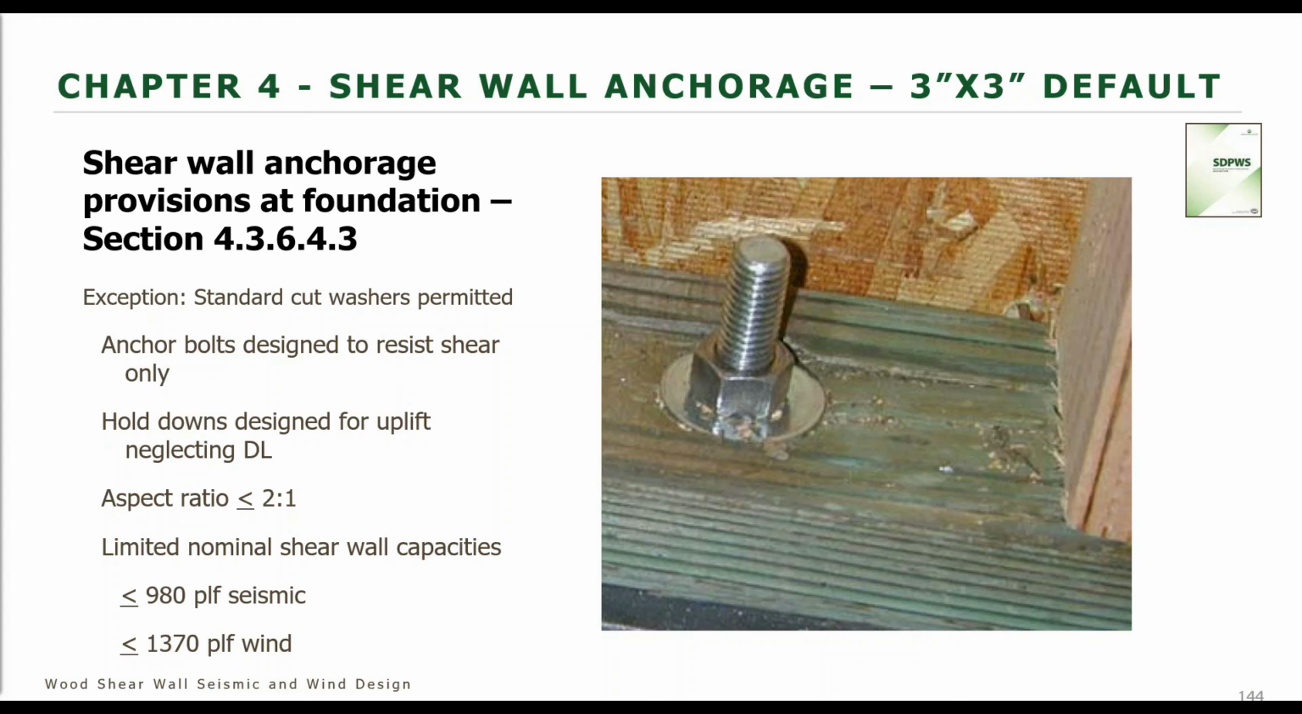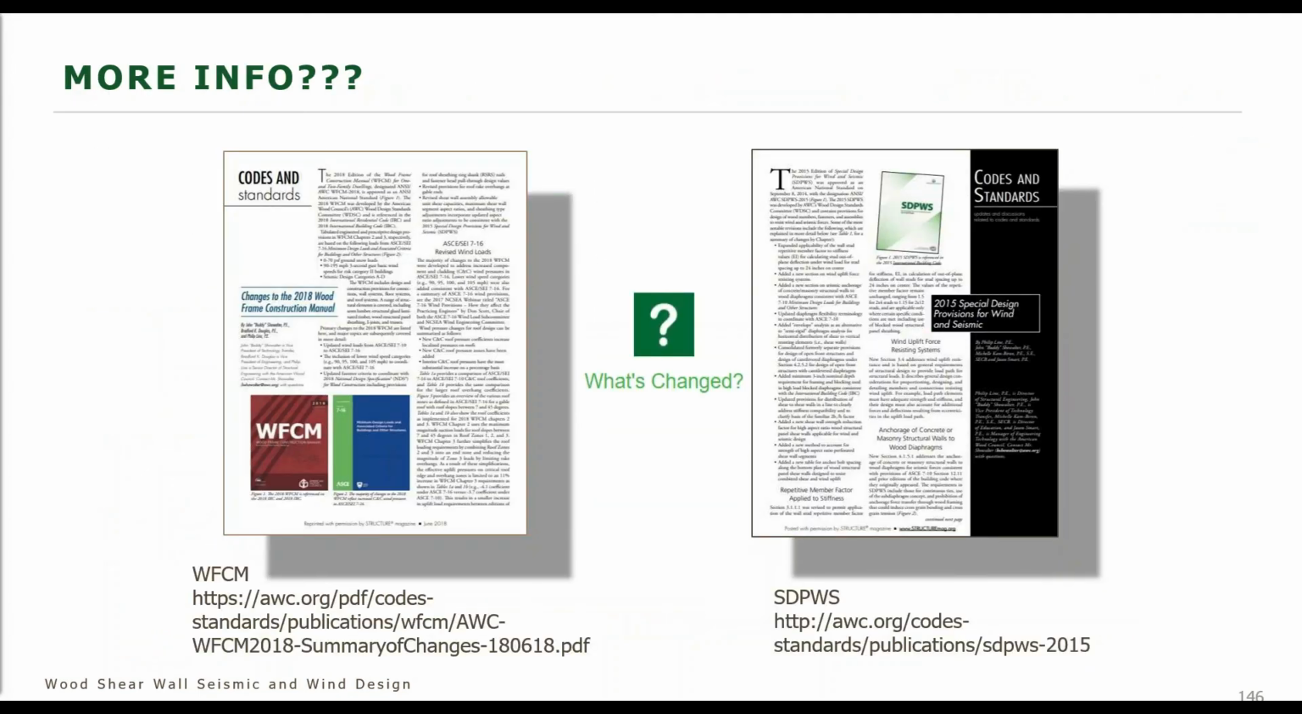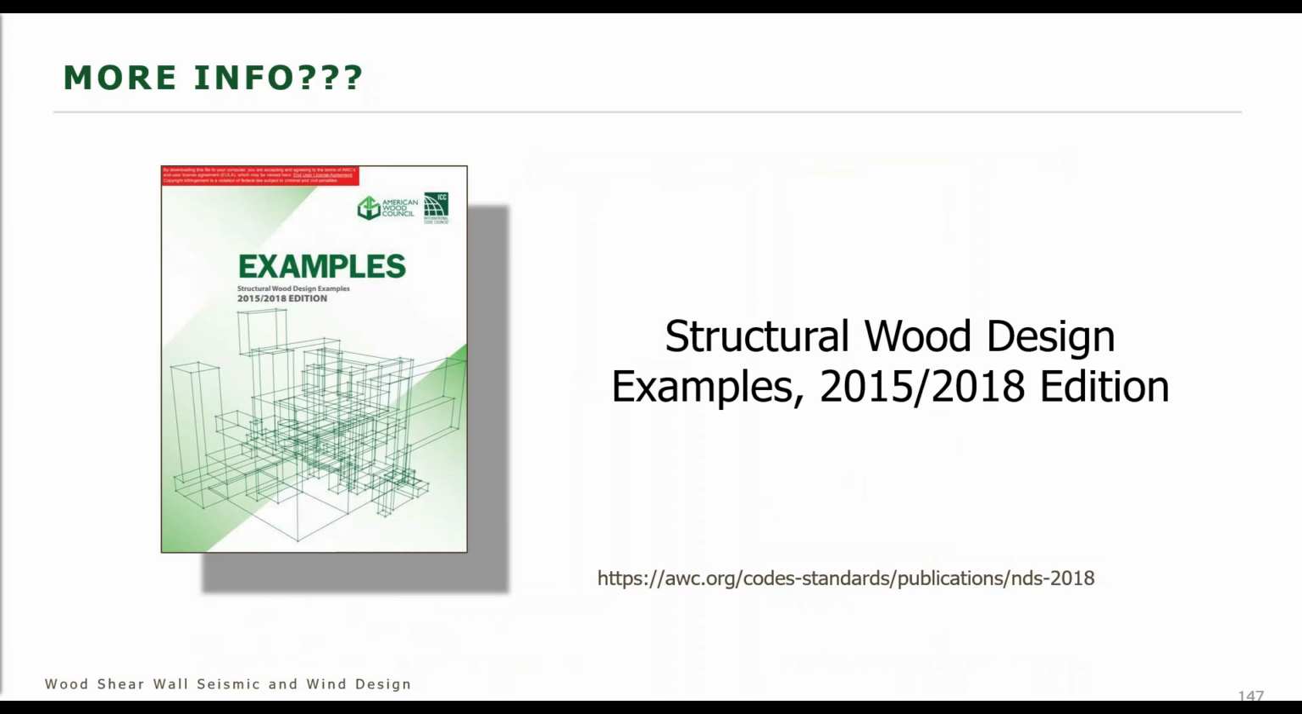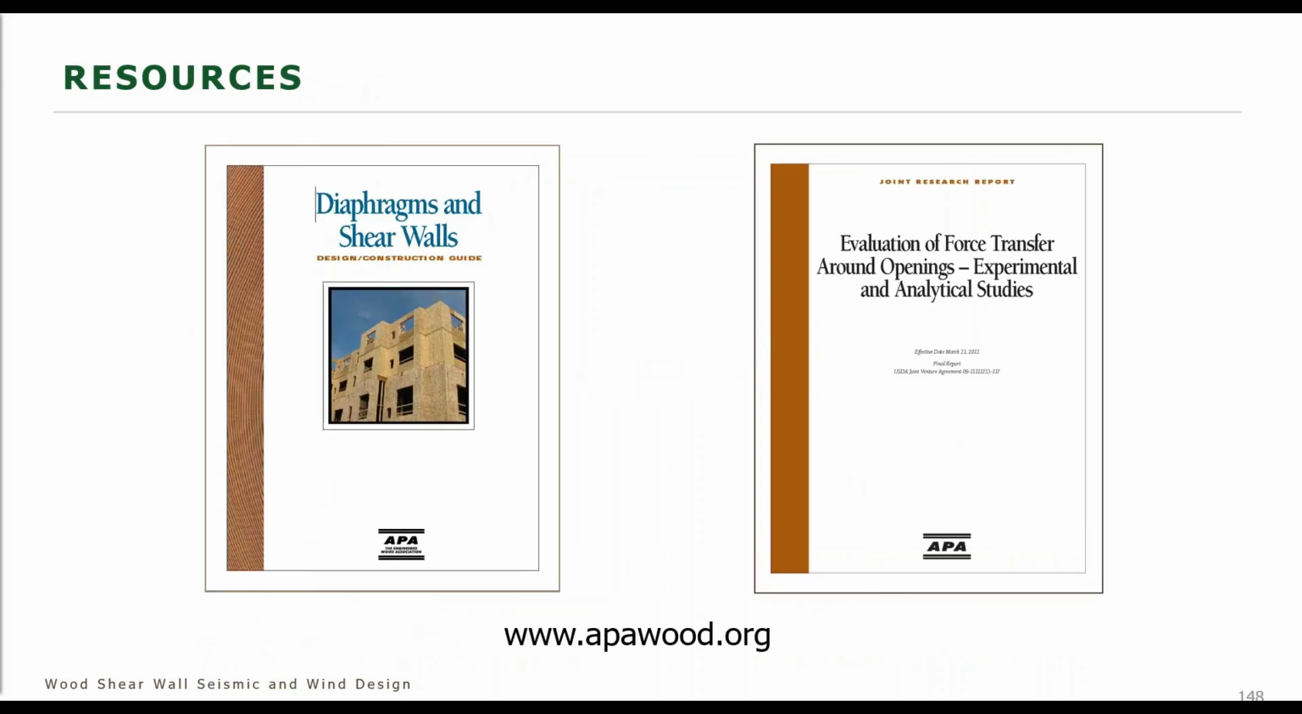The anchor bolts are designed for in-plane shear. The hold down takes all the uplift, neglecting dead load, and the aspect ratio of the shear wall is less than 2:1. And then the limits on the nominal shear capacities are shown here, 980 and 1370. So we have some really good information related to the changes that have occurred, wind and seismic, and we'll come back to this example in a second.